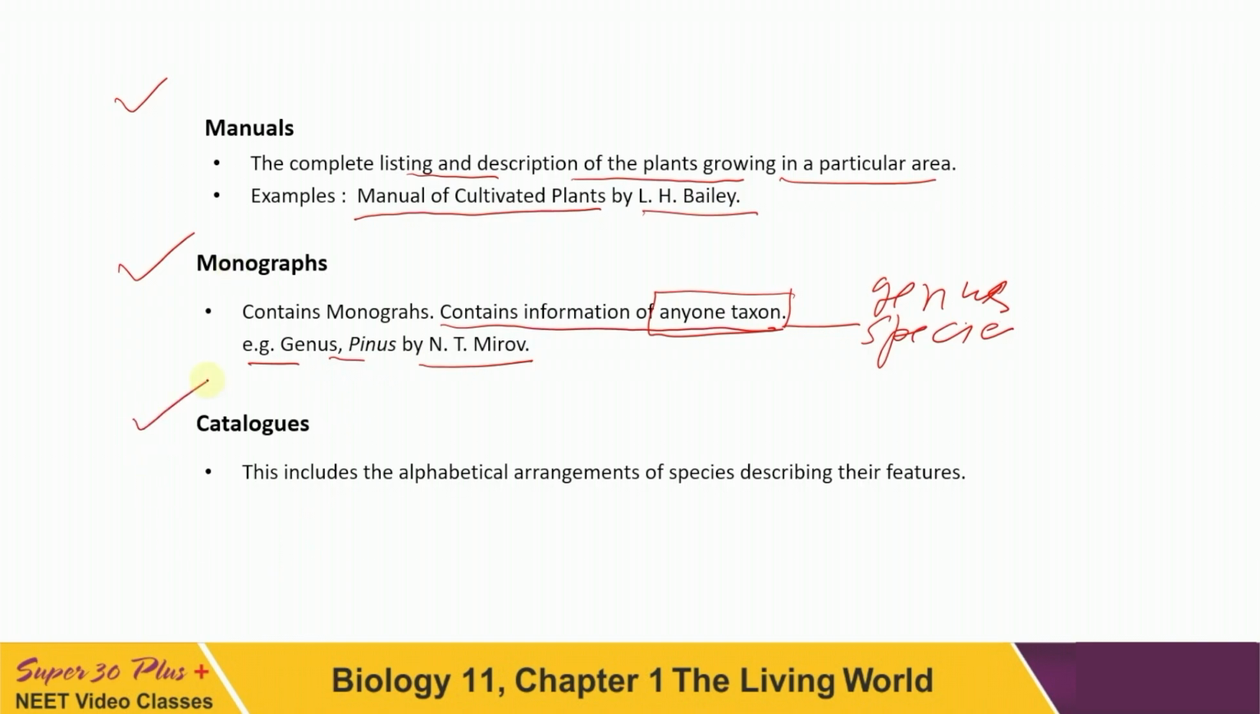And the catalog includes an alphabetical arrangement of species describing their features. That is, a listing is there of all the plants found in a particular area.